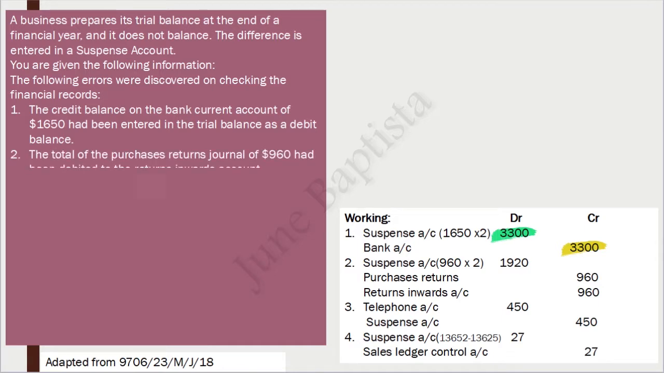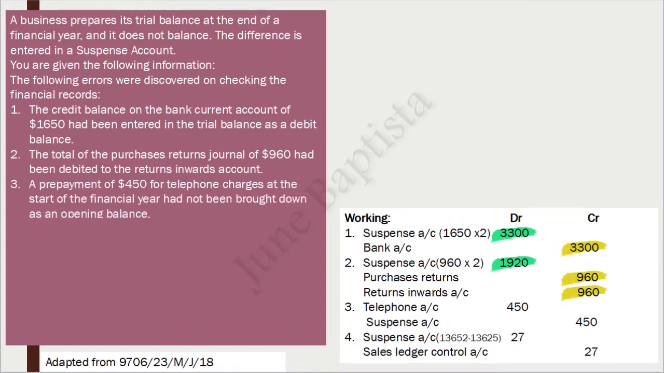Error number 2. The total of the purchases returns journal of 960 had been debited to the return inwards account. Let us undo the wrong thing by crediting the return inwards account 960 and do the right thing by crediting the purchases returns account of 960. Therefore, the suspense account will be debited with $1,920, which is 960 times 2.